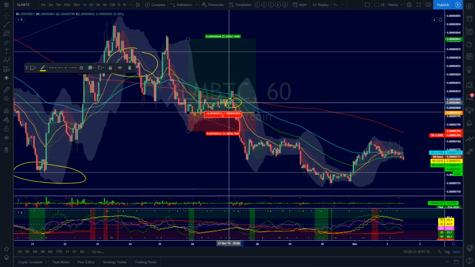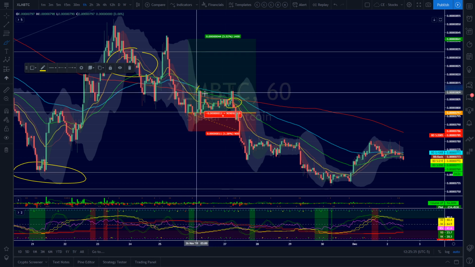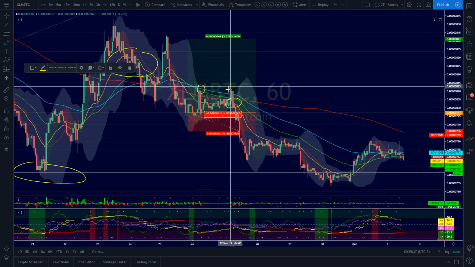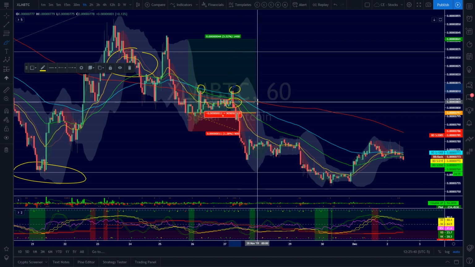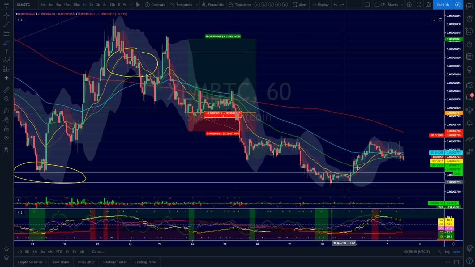I exited about 803. So, when we had this double rejection, we had our first rejection up here, and then we had our next rejection up here. That's when I thought to myself, well, all right, we don't have a whole lot of steam here, so I'm going to get out. And I got out about 803, 804, somewhere in that general area. And now we look like we've come back down here.